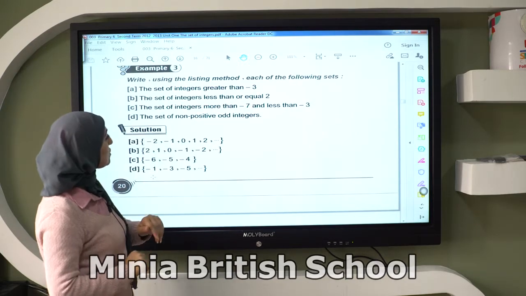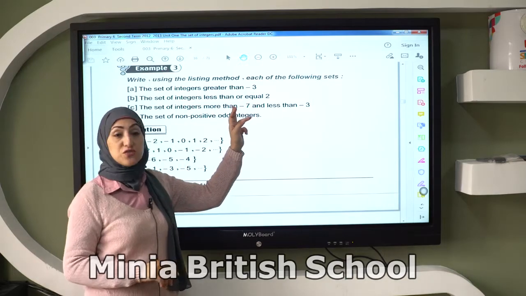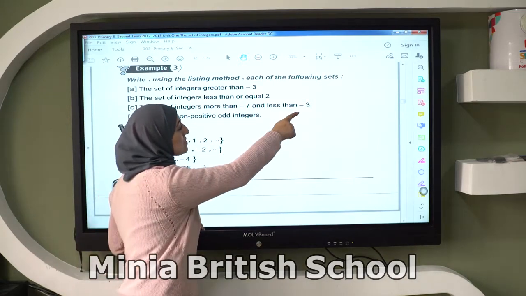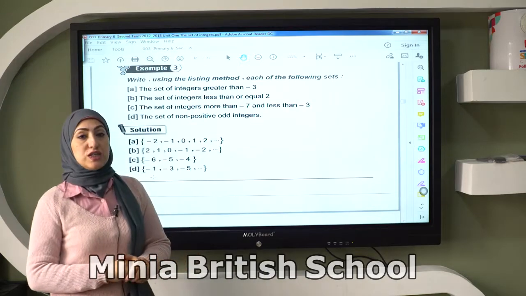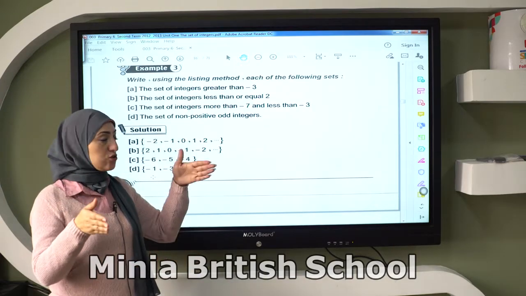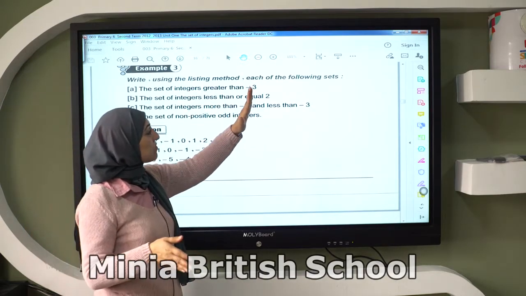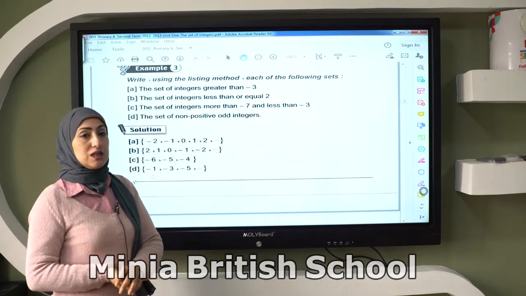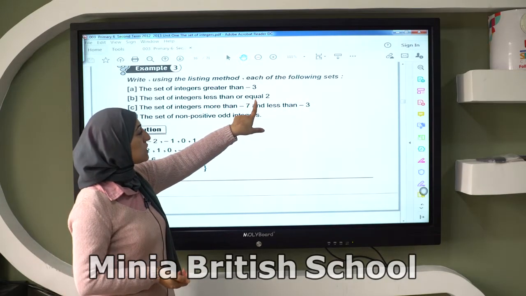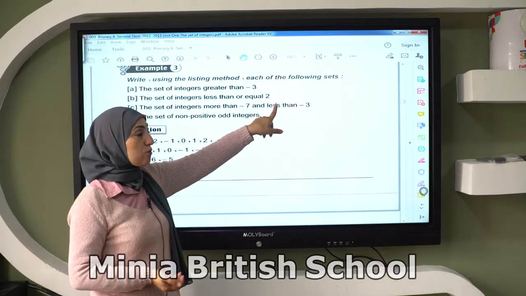The set of integers more than -7 and less than -3. That means I want the integers between -7 and -3. It means -6, -5, -4 only.